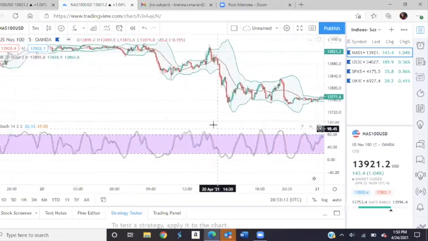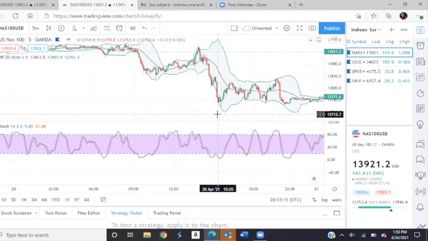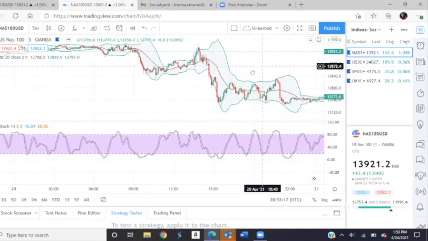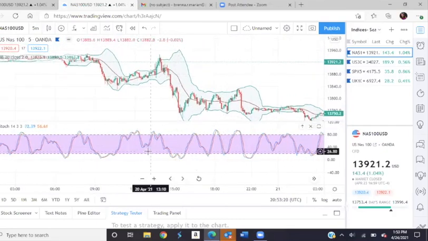Does that make sense to everybody? Drop a 777 if that makes sense to everyone. If this middle area on the stochastic makes sense, we're not leaving an overbought area because price is coming back up. Does that make sense? Okay, sounds good.